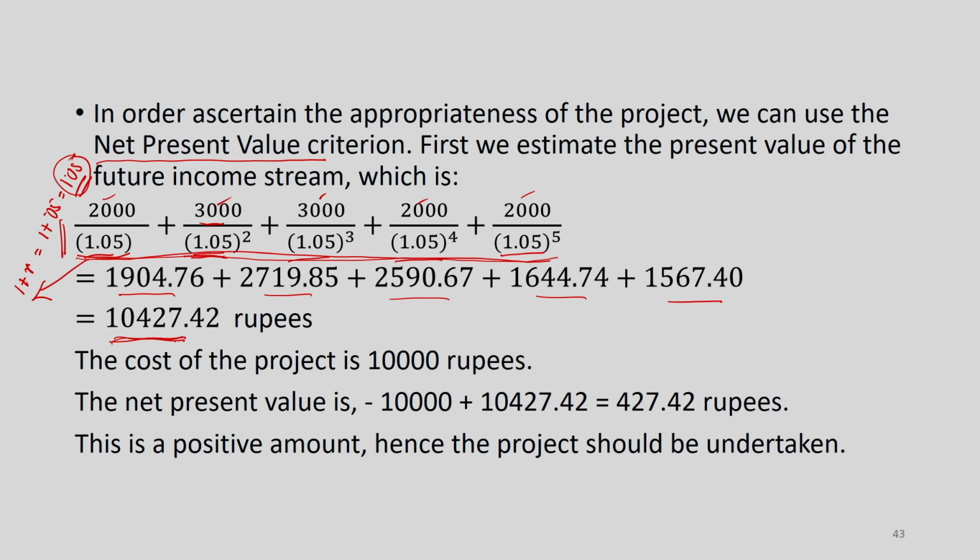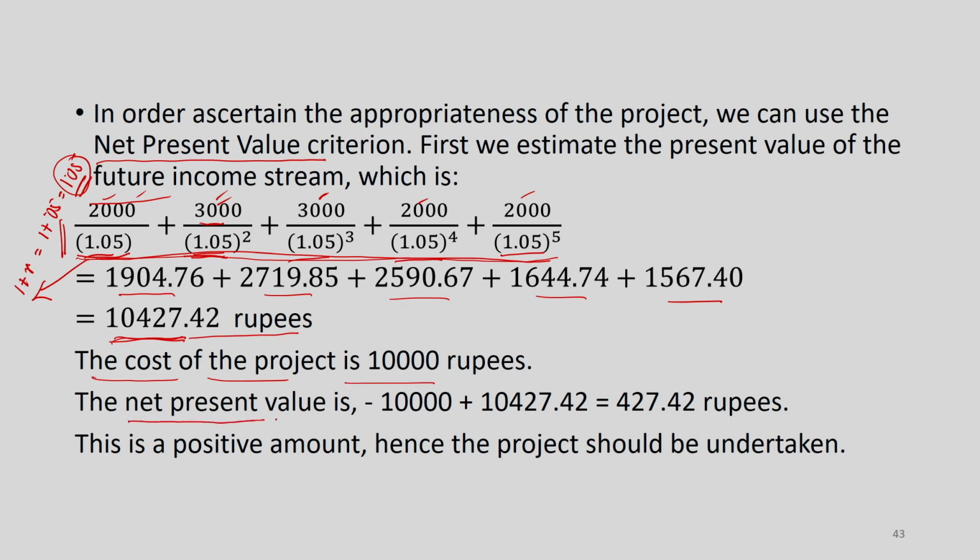So in sum, 10,427 rupees 42 paise is the present value of this income stream, right? This income stream of 2000, 3000, which is happening in the future. So this is the present value of the income stream. On the other hand, there is this cost which is accruing right now, which is 10,000 rupees.